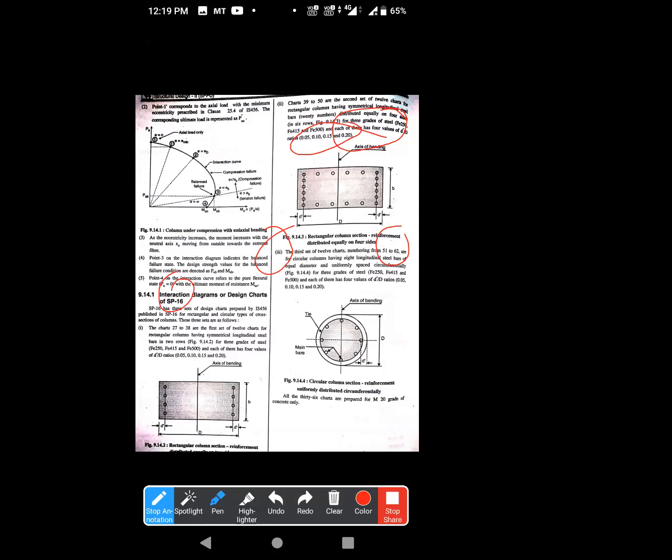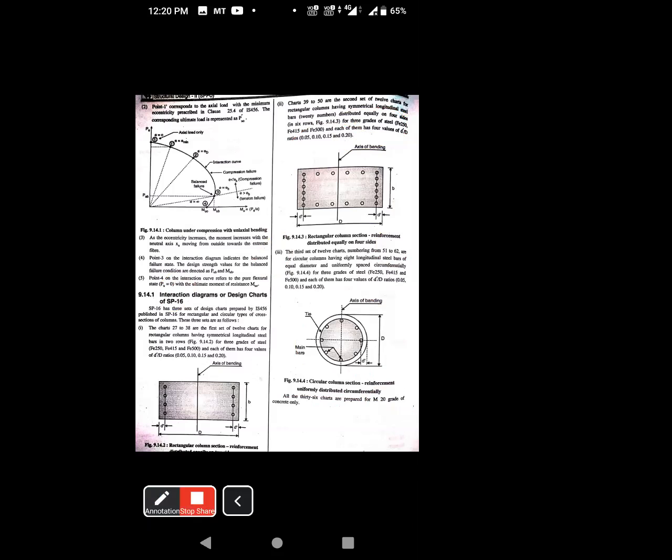Okay, circumferentially for three grades of steel: Fe250, Fe415 and Fe500, and each of them has four values for d dash upon d ratio. Okay, 0.05, 0.10, 0.15 and 0.20. Here is the diagram for the circular column section, and it is uniformly distributed circumferentially. Okay, all the 36 charts are prepared for M20 grade of concrete only.